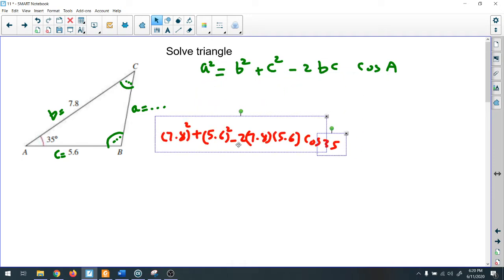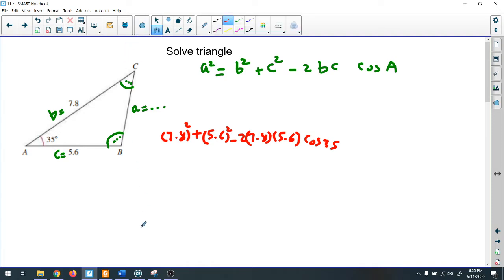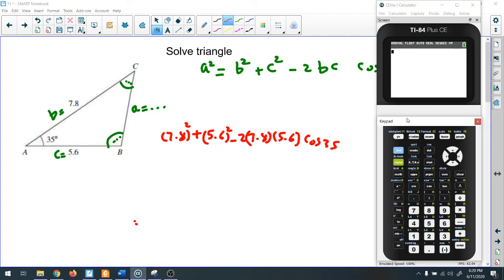So we need to calculate a squared. Let's do that here. First, we're going to make sure that our calculator is set on the degree system. As you see, degrees is highlighted here. Okay, and then we're going to calculate all of that.